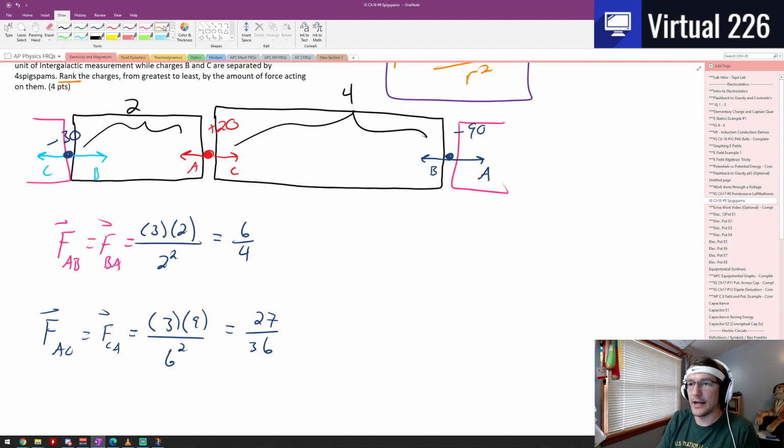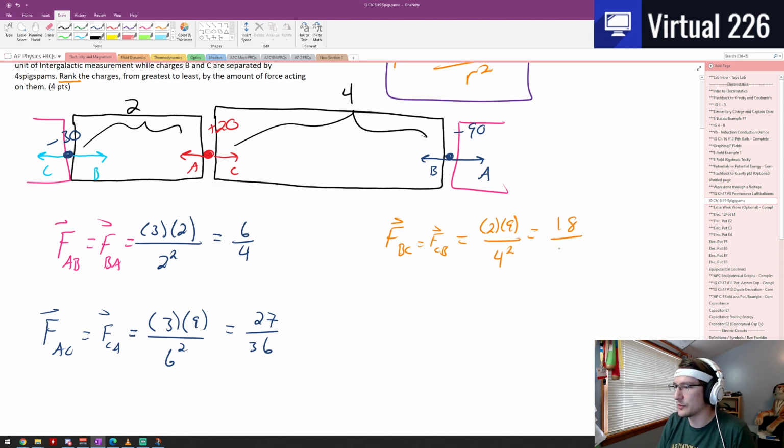And then last but not least, we have the BC setup. So the force of B and C, which is equal to the force C to B, is going to be K, which we've omitted. That's going to be 2 times 9 divided by 4 squared, which gives us 18 over 16. Okay?